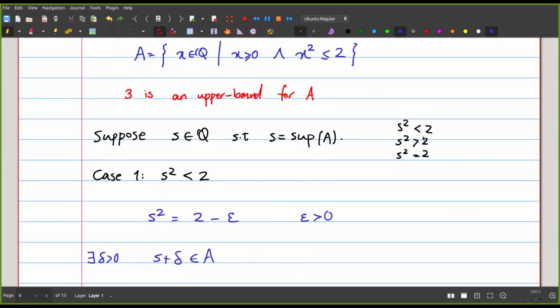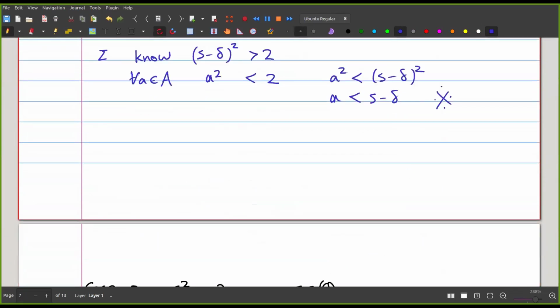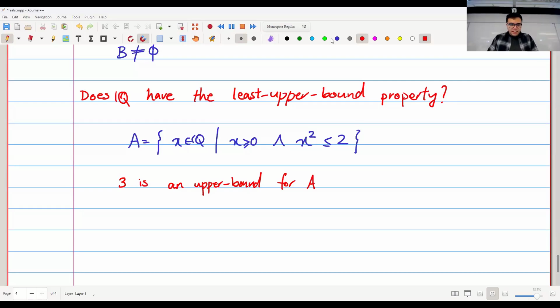If s squared is less than 2, I have a contradiction. If it's greater than 2, I have a contradiction. If it's equal to 2, I also have a contradiction. Great. So Q doesn't have the least upper bound property. That's what we care about.